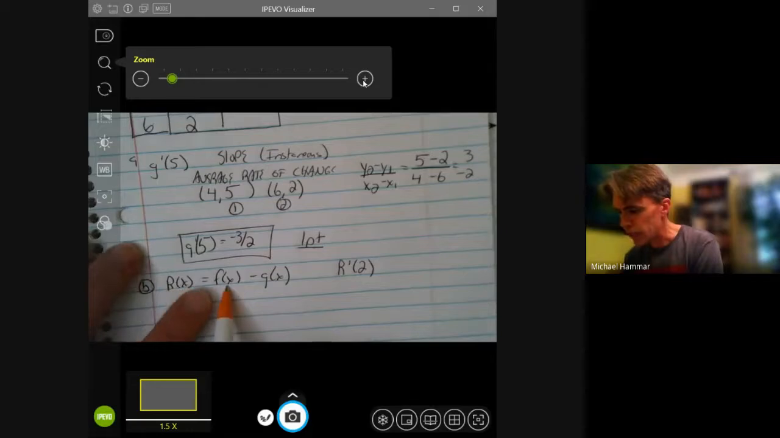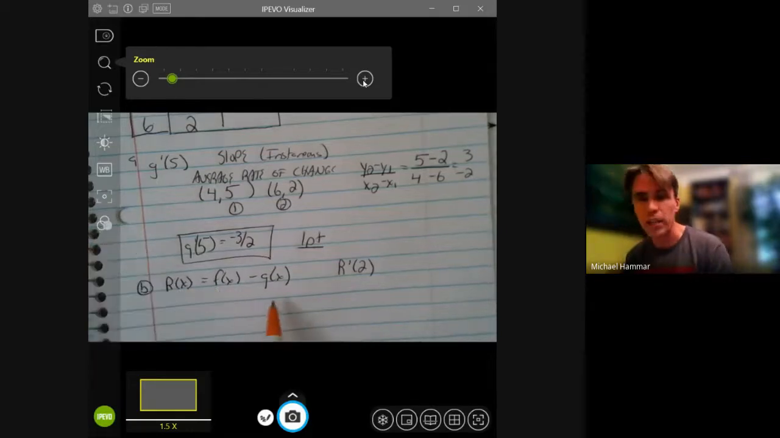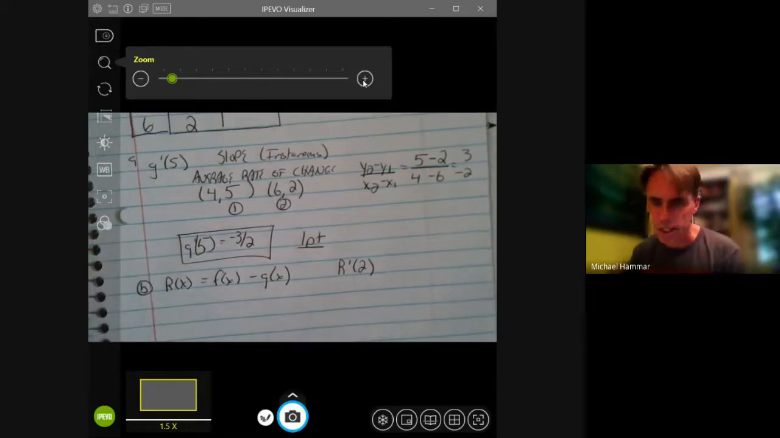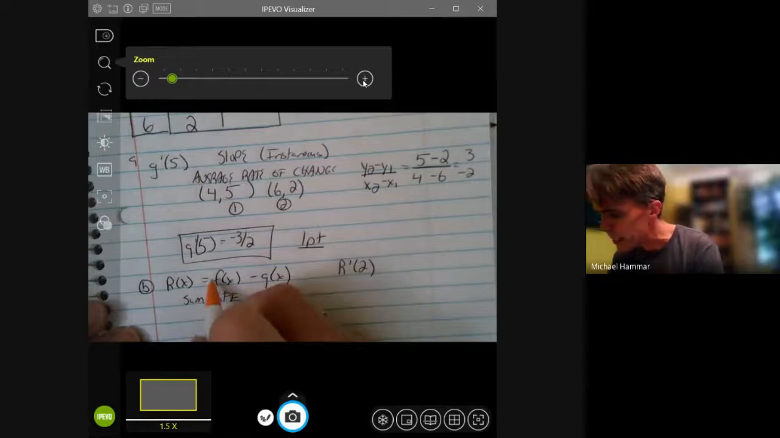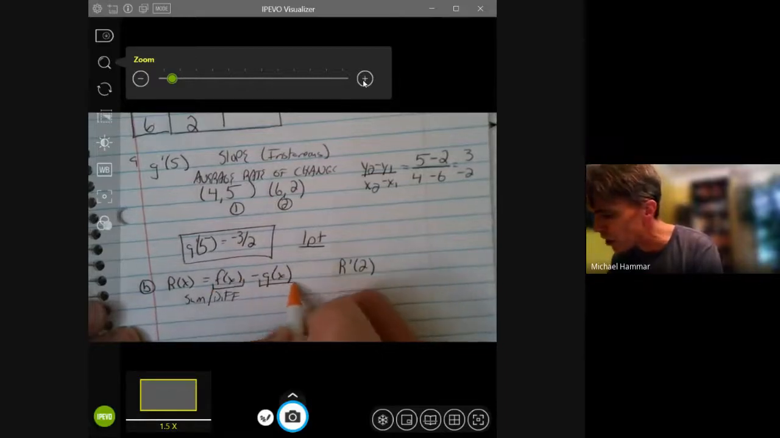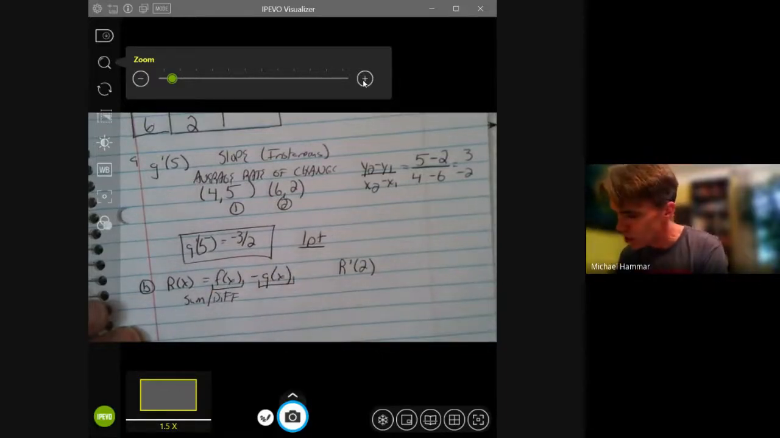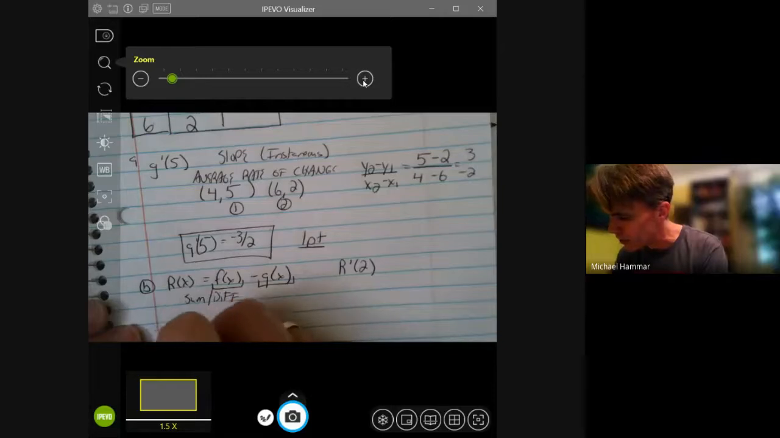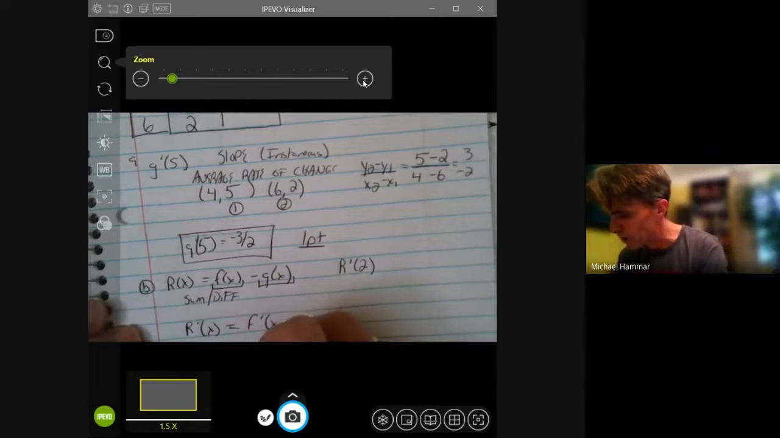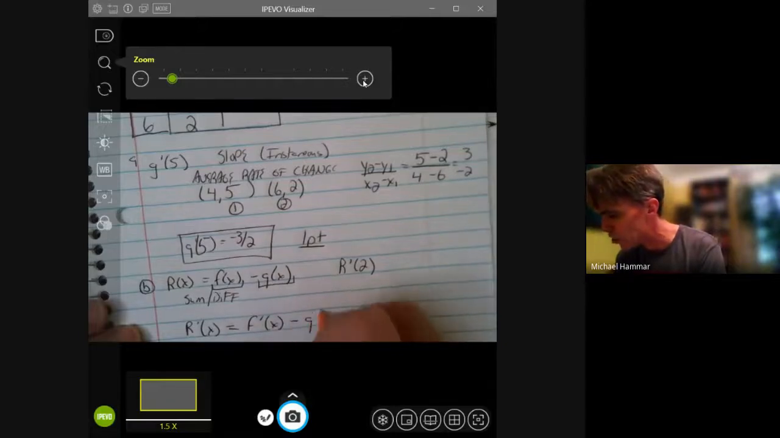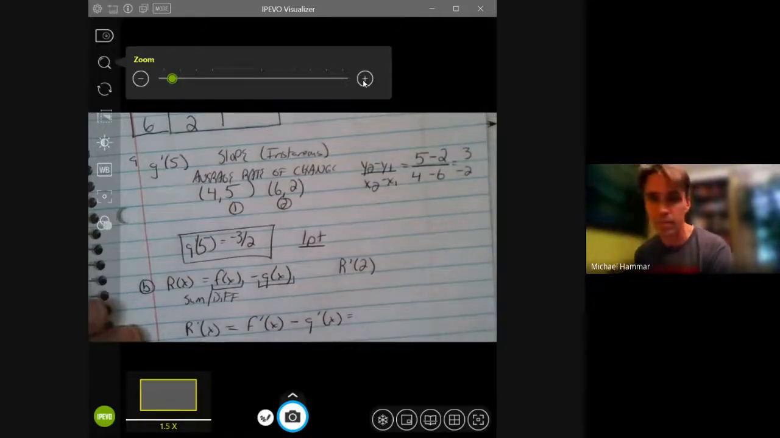This is the function. It's saying it's f of x minus g of x. Remember, we have a rule. It's called the sum and difference rule. And what that says is we take the derivative of each part and we can subtract them. So if I want to find the derivative of r of x, it's just going to be f prime of x minus g prime of x.